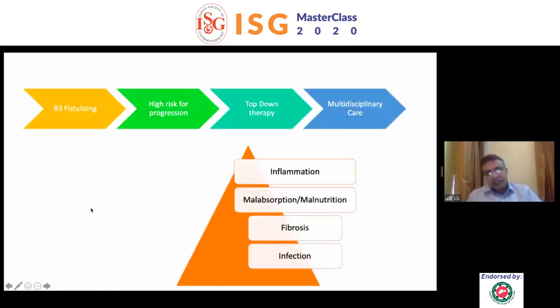Let's go back to the checklist. What did our checklist tell us? Fistulizing disease, high risk for progression. You have to go for top-down therapy. You have to go for multidisciplinary care. The radiologist, the pathologist, the surgeon, very important.